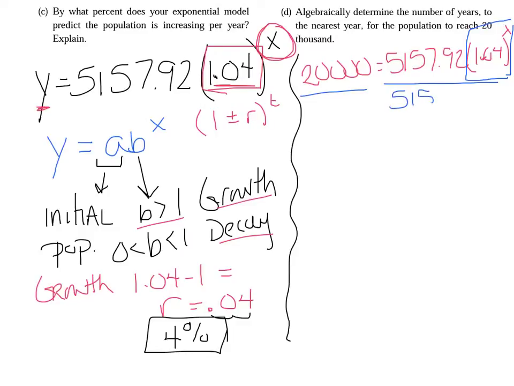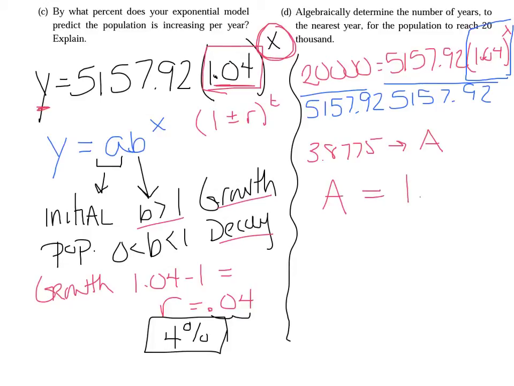Okay, remember all those word problems we did? Once you had them set up, I think they were pretty nice. It was the same move every time. Now, when I divide that, I get this hideous number, 3.8775, blah, blah, blah, and I'm going to store that into alpha A. You're going to have to store alpha A. So now I can say A equals 1.04 to the x power.